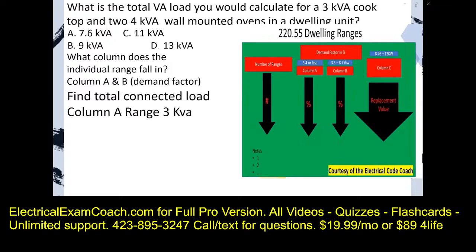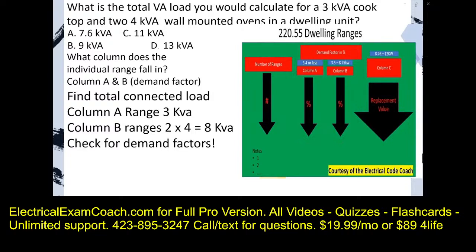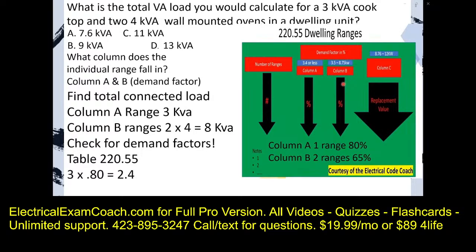The column A ranges is just 1, so it's 3 kVA. The column B ranges, we have to do some math, and we end up with 8 kVA. Now, we check for demand factors. We head back to our table, and we start on the left-hand side for our column A ranges, and we find the multiplier for 1, and then we start on the left-hand side and find our number of ranges for our column B ranges and find the multiplier, and we're going to find that they're 80 and 65% respectively. Now, all we have to do is do the math. We take our column A ranges and do the math, take our column B ranges and do the math, but then we can't forget to total them back together, and we're going to select A. Great job.